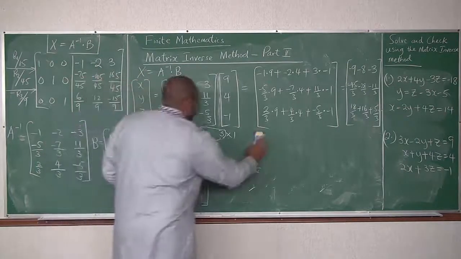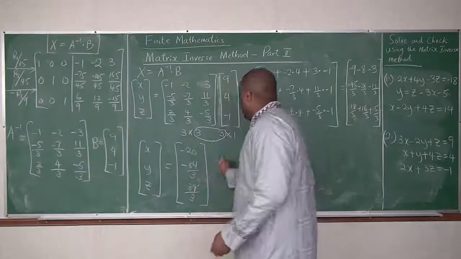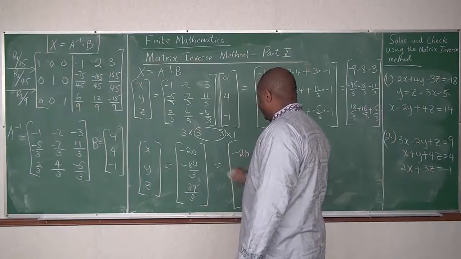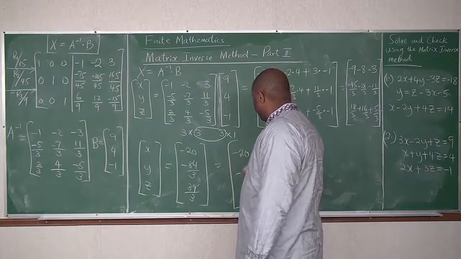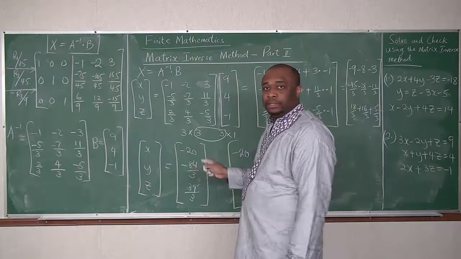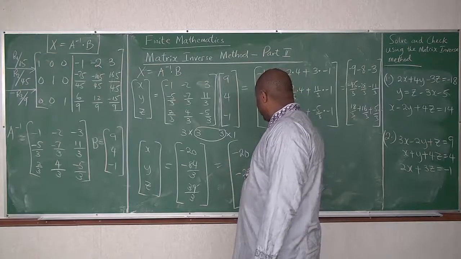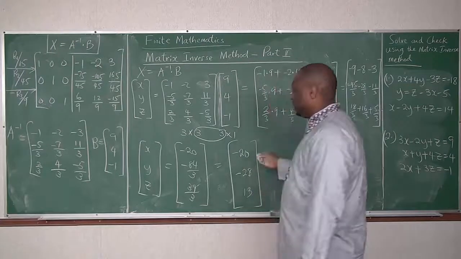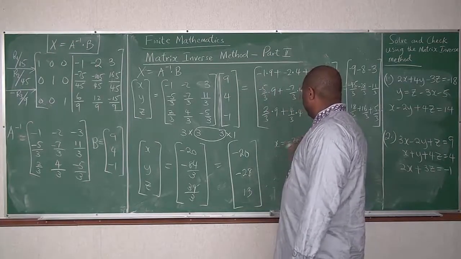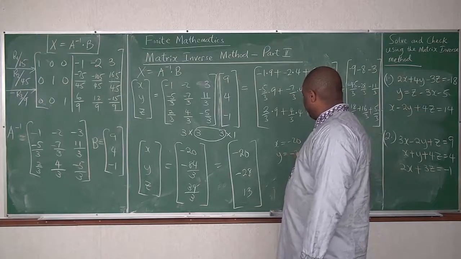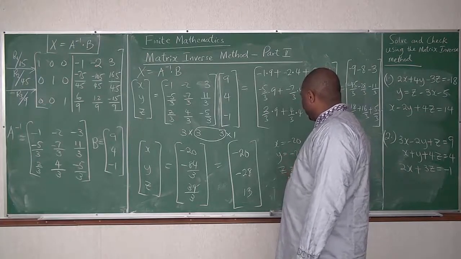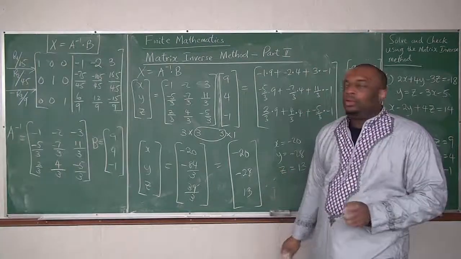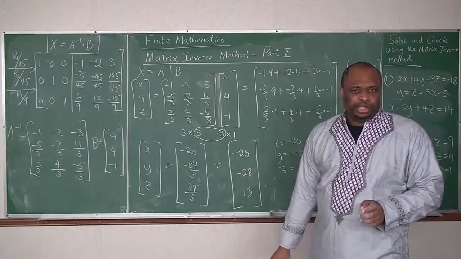Alright folks, what do we have now? We now have negative 20, and negative 84 over 3 is negative 28, and then this is 13. So what does this tell us? That x is negative 20, y is negative 28, and z is 13. Do we stop here? No. We have to do what? C-H-E-C-K.